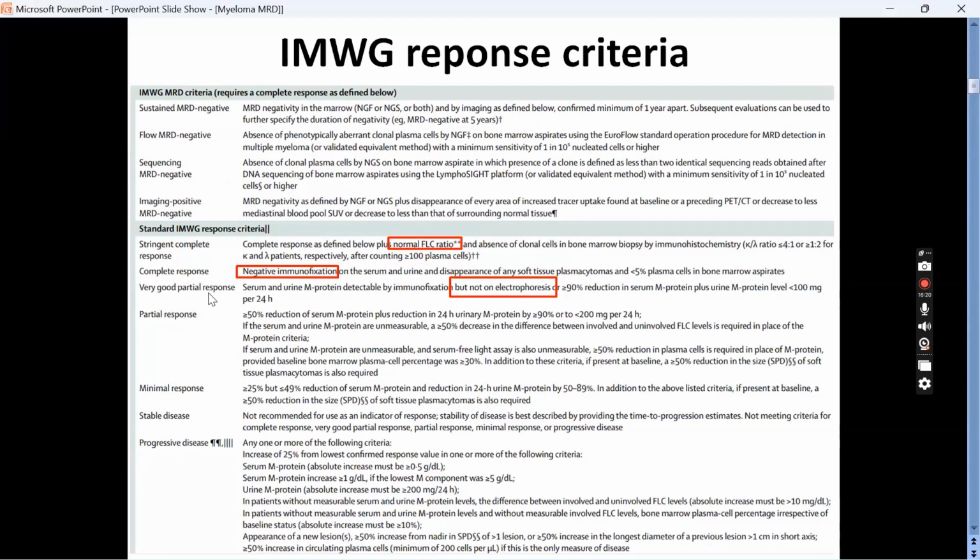In my subsequent slides, I may put the word VGPR. VGPR means very good partial response. CR means complete response. SCR means stringent complete response. So all these things you need to know. Till now, any doubts with respect to this IMWG response criteria? No doubts. Great.